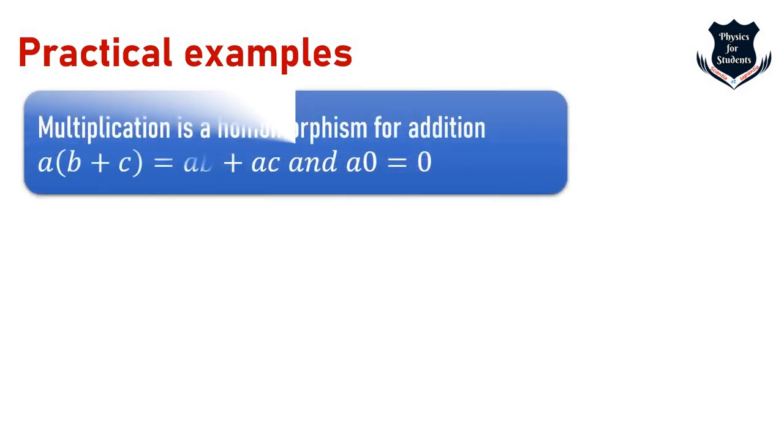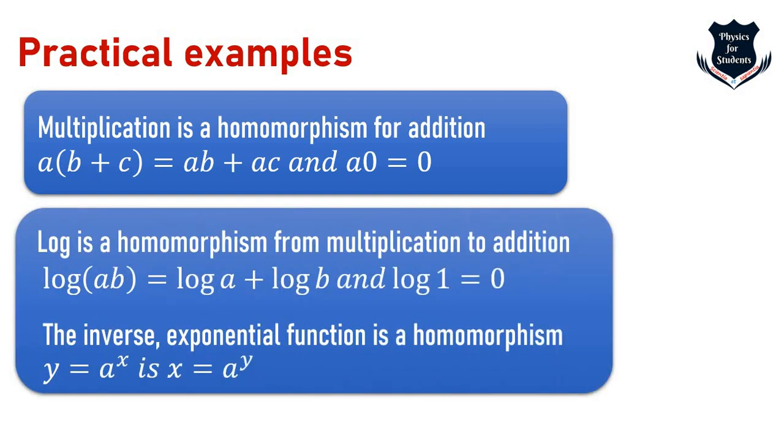Now if I talk of some practical examples, so this is one. Multiplication is a homomorphism, although I would say it won't strictly match with the mathematicians, but I just try to give you an example. This is one. And log is obviously, we know, a homomorphism from multiplication to addition. Log AB equals log A plus log B. The inverse is also true because the exponential function is a kind of homomorphism.